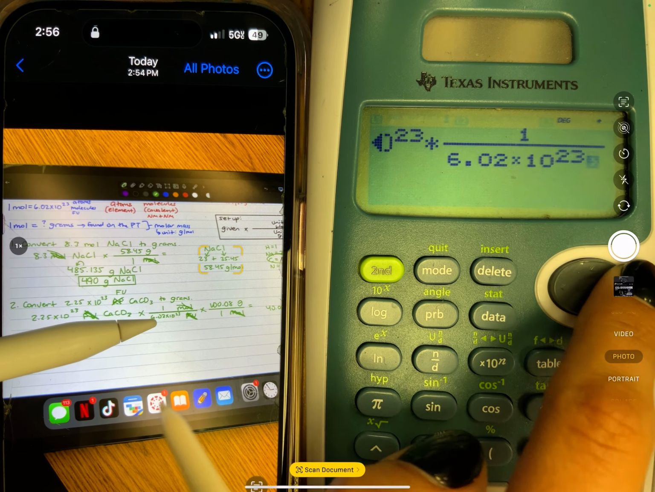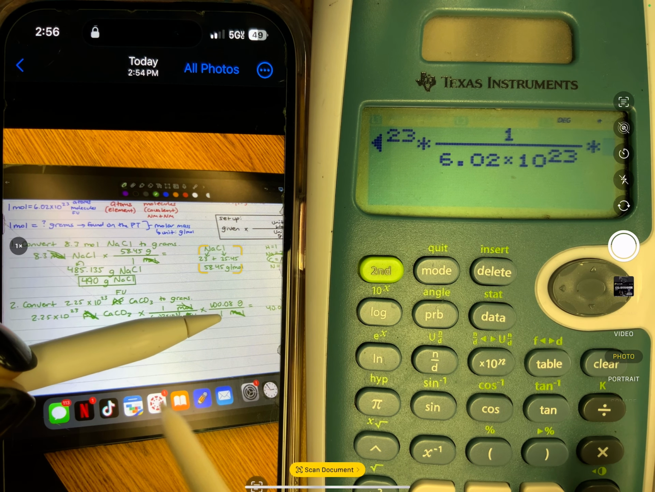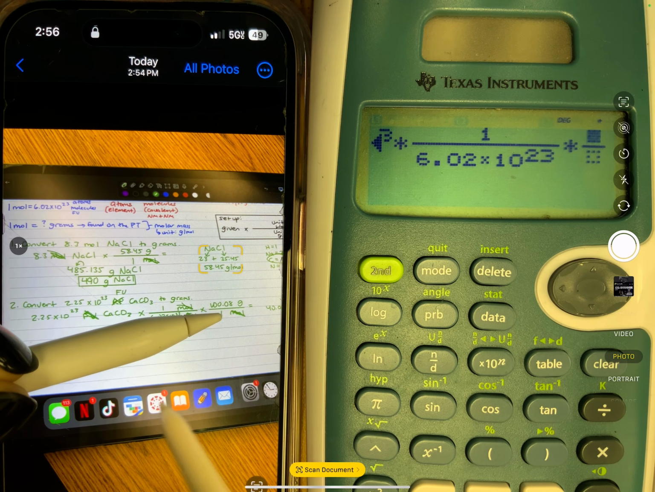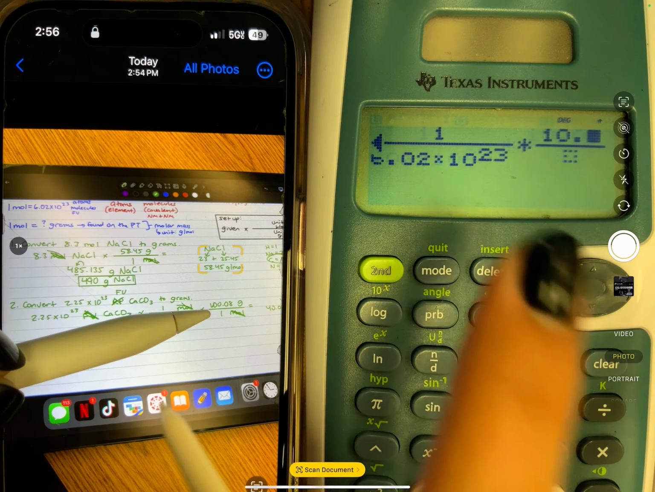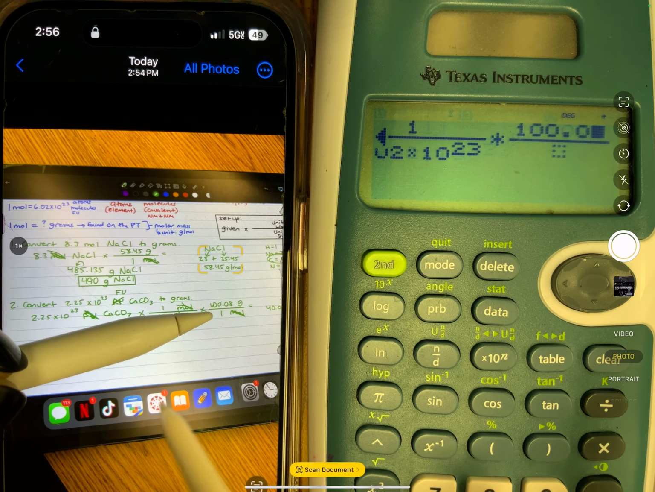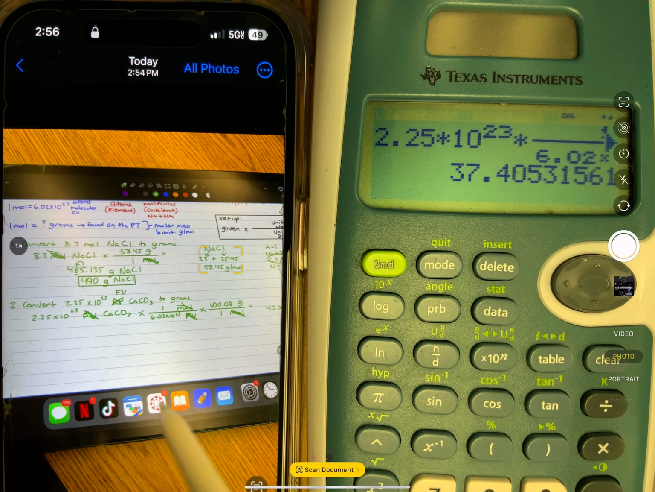Times another fraction. 100.08 is at the top, right? And what's at the bottom? And then you hit enter. Does that make sense what I just did? Yeah. Is it 37.4? Yeah, well, so, that's sig figs, right?